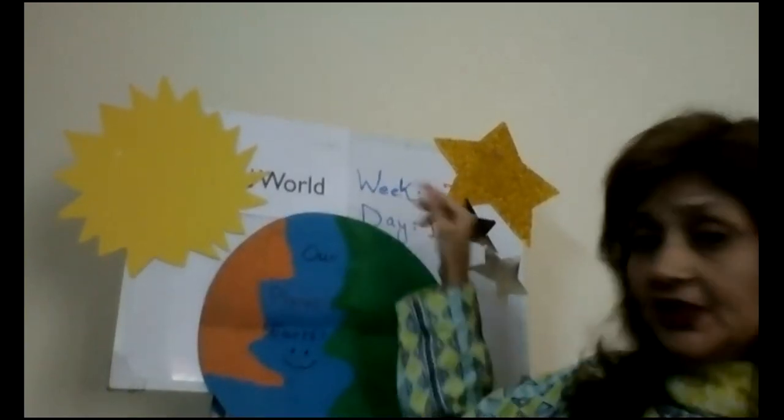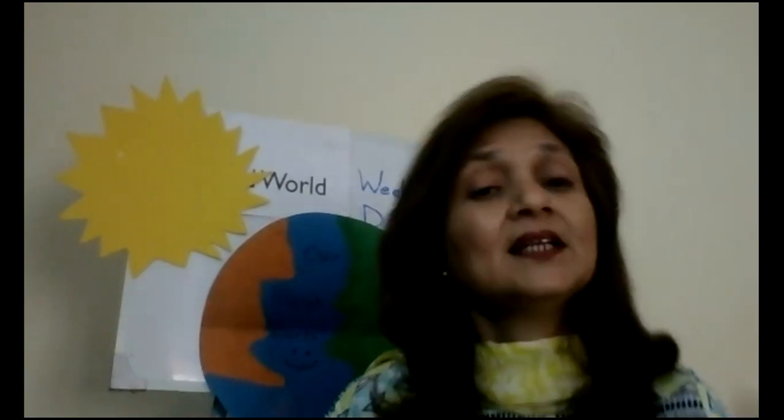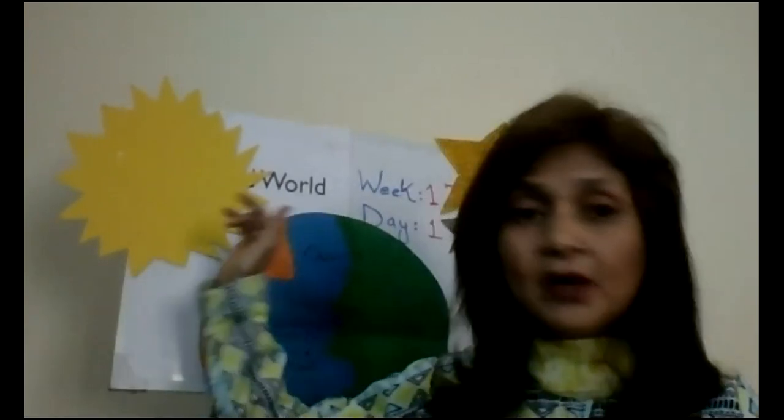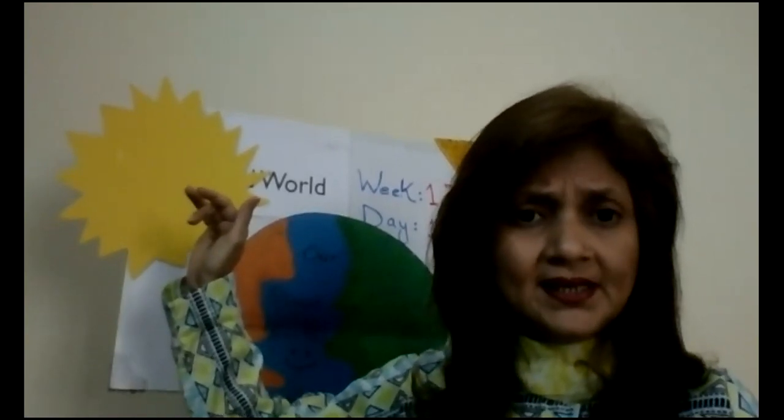What are these three things over here? These are the stars. When do we see the stars? Can we see stars in daylight? No, we can only see the stars at night time. And what about the sun? When do we see the sun? Can we see the sun at night? No, we will only see the sun in the daytime.